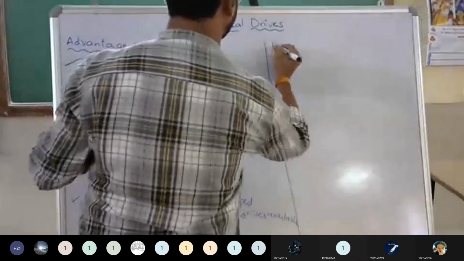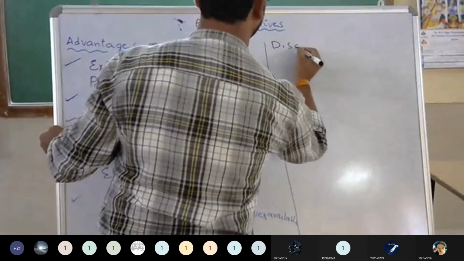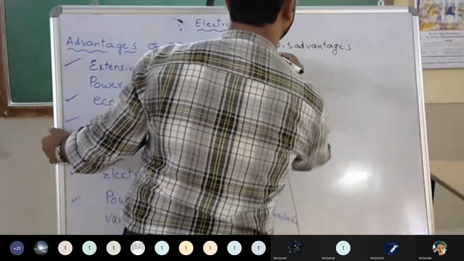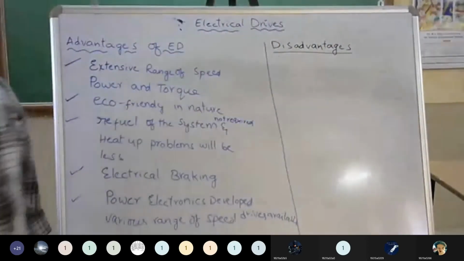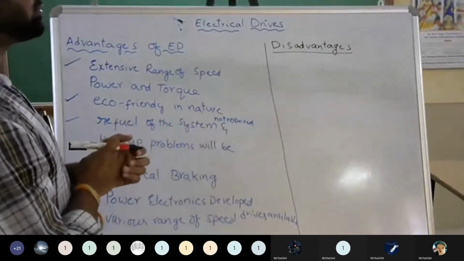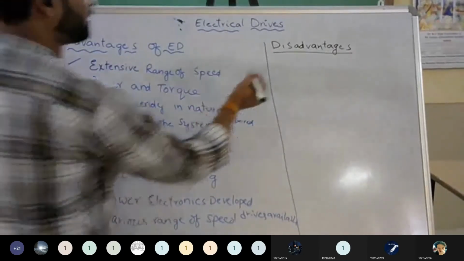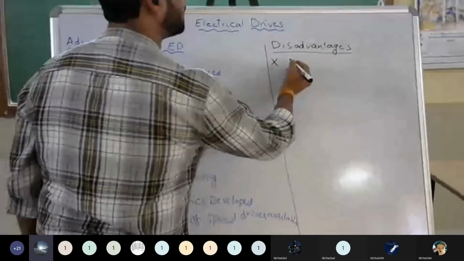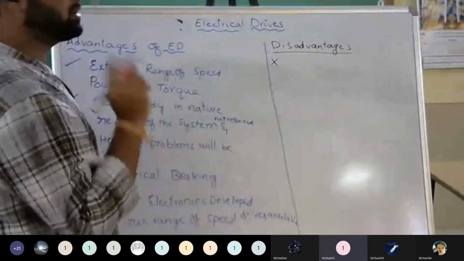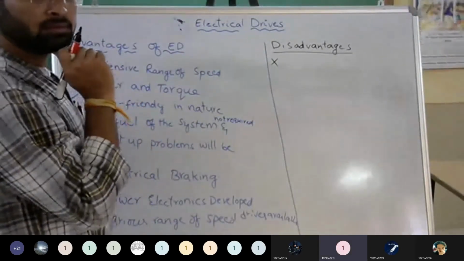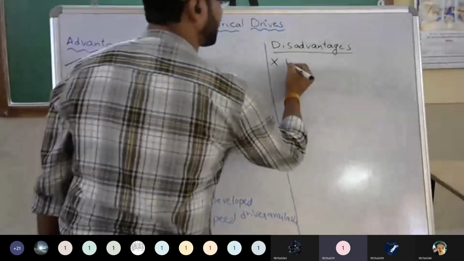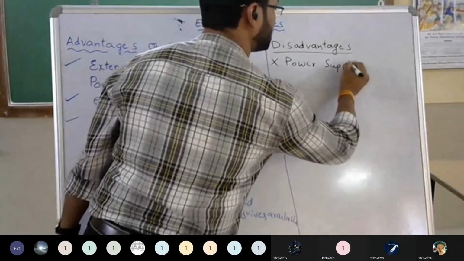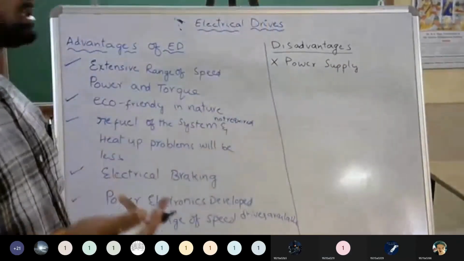So these are the disadvantages. What is the main disadvantage in electrical drives? Anybody? What is the main disadvantage? Continuous power supply required. Yes, power supply. Suppose power supply is not there, the drive won't work. That is the main disadvantage.